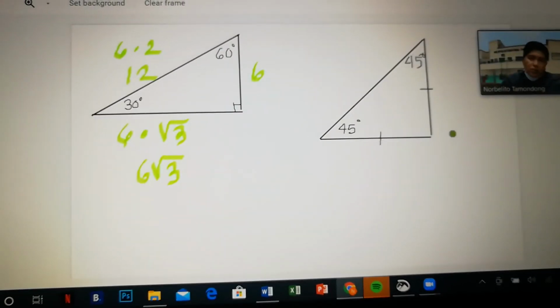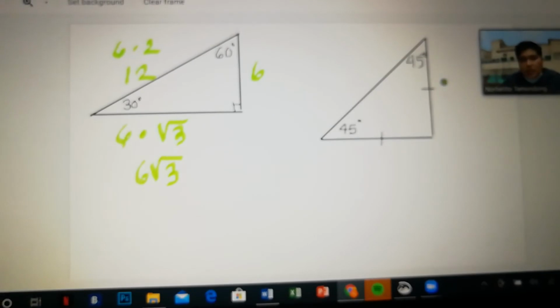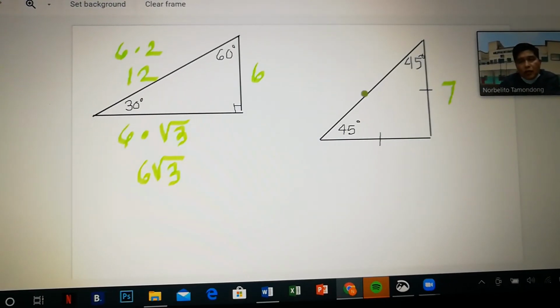Okay, application for 45, 45, 90, given the congruent side, let's say this is equal to 7. How do you find the hypotenuse? Simply multiply the congruent side by square root of 2. So therefore, what is 7 times square root of 2? 7 square root of 2.